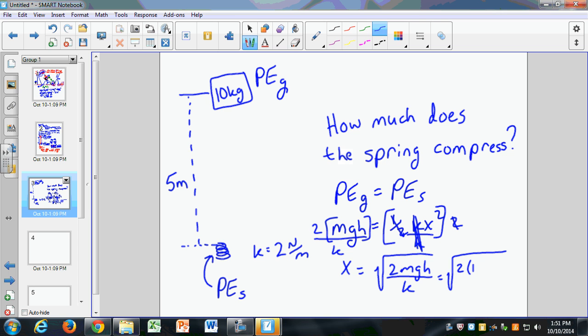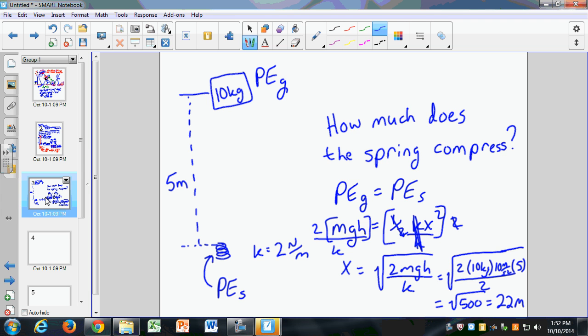It's 10 kilograms, 10 meters per second squared. It's 5, divided by k, which was 2. 200, 1,000, square root of 500. 22.4. What is it? 22.4. 22 meters. It's a big spring. Yeah, the numbers don't really make sense, but I would have numbers that were more reasonable.